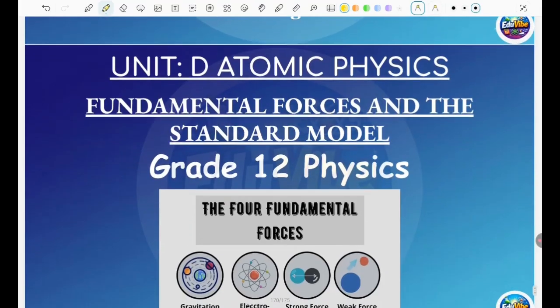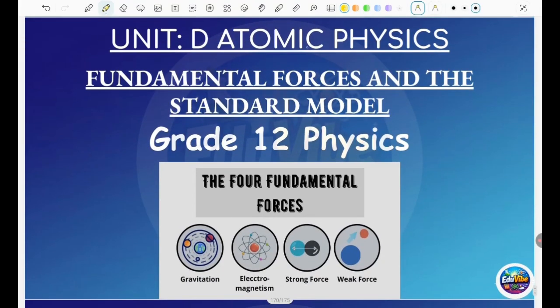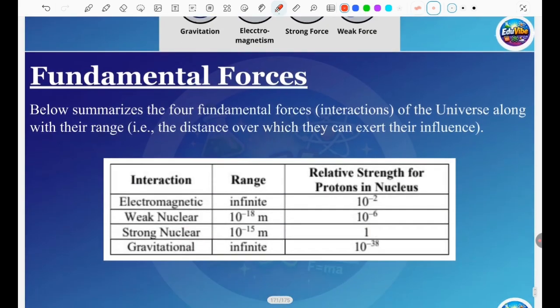In today's lesson, we are doing the last topic of atomic physics, which is the fundamental forces and the Standard Model. This is not a new topic, but we just review all the fundamental forces and cover the fundamental model, and we end this unit. After we do some practice questions of that part, then we do some diploma questions, then we end this unit.